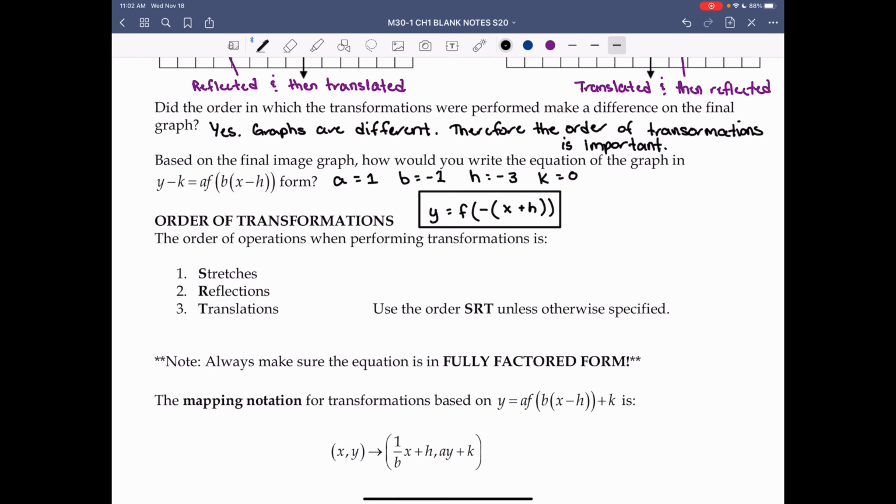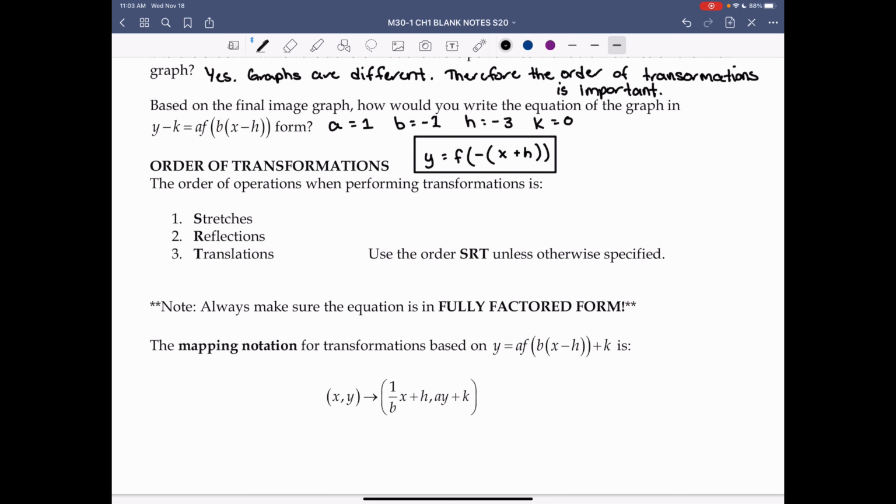Order of transformations. The order of operations when performing transformations is: 1. Do your stretches, then do your reflections, and then your translations. Stretches and reflections you can actually do in any order. That doesn't matter. But your translations you have to do last. So you have to stretch and reflect before you can translate. So use that order, stretch, reflect, and then translate, unless otherwise specified.